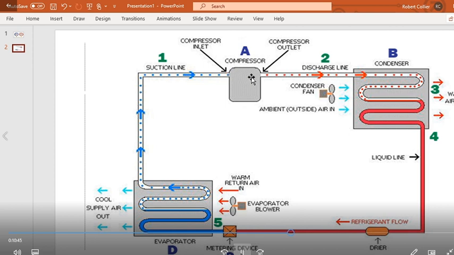Most people think it starts with a compressor, but it really doesn't, because it starts back here. When the compressor turns on, there's already refrigerant in this line that's being sucked towards the compressor. But the compressor is the energy source that makes this work this way.